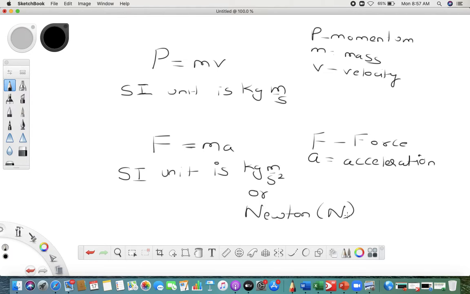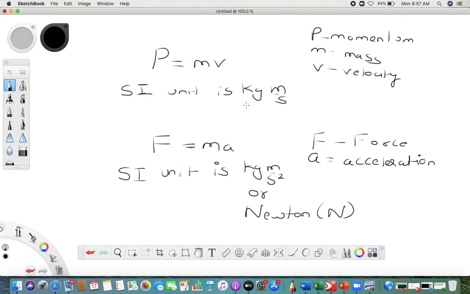I told you many times that whenever a unit comes under the name of a scientist, it should always be written in a capital letter, right? So Newton here should be written with capital N. If you write small n, that is wrong. So two formulas: P is equal to mv, F is equal to ma.